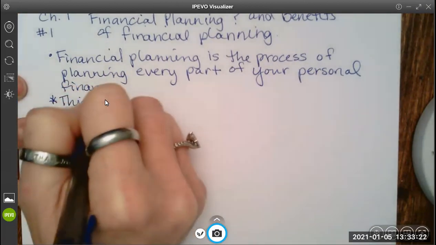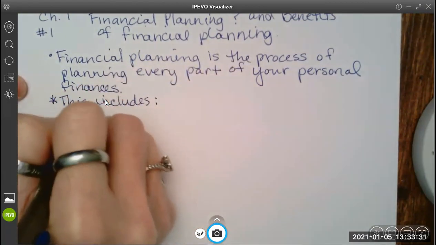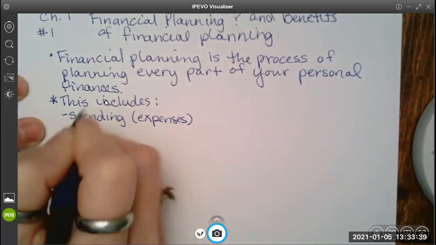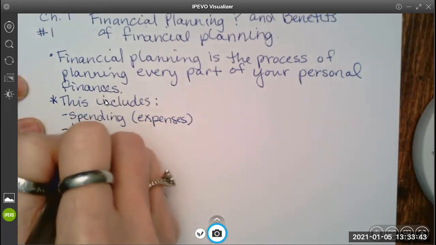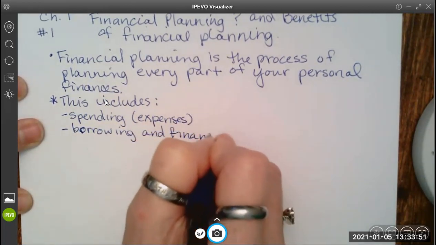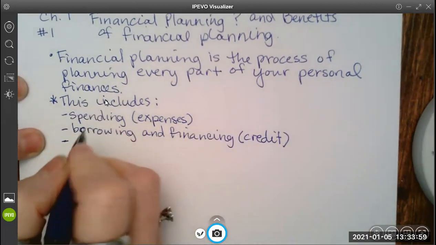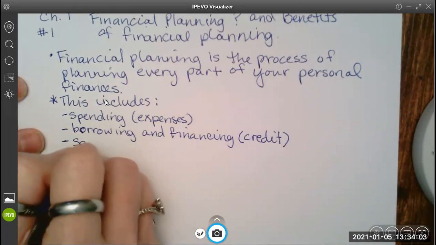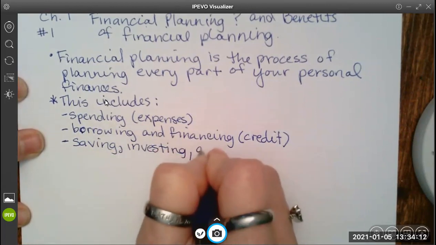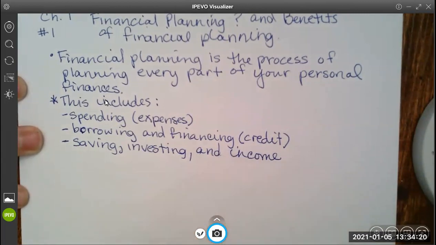This includes spending, which is called expenses, borrowing and financing, that's credit, and saving, investing, and income. Okay, that's your money in. Okay.